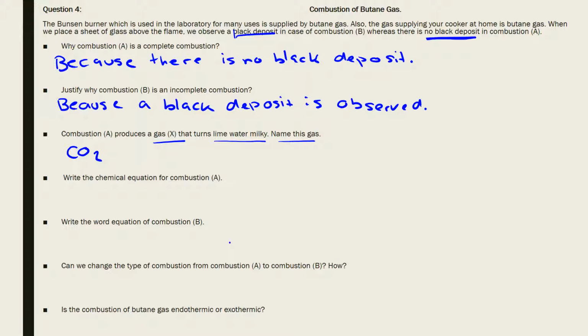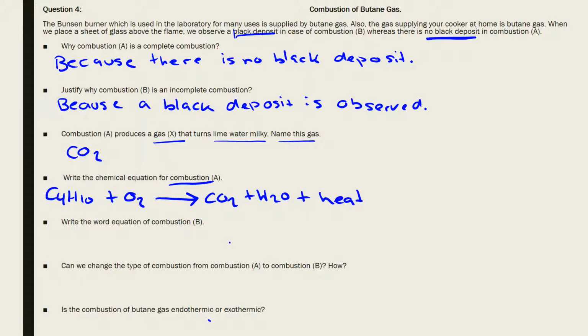Write the chemical equation for combustion A. So butane is C4H10. Remember, combustion A is complete combustion. So C4H10 plus, because it's combustion, it's always plus O2. This gives us CO2 plus H2O plus heat.